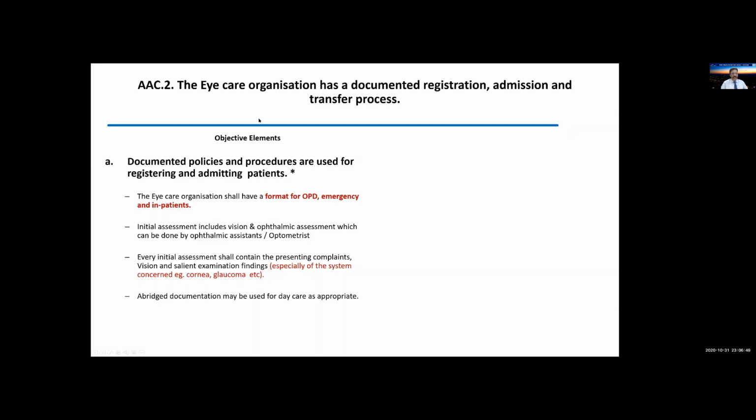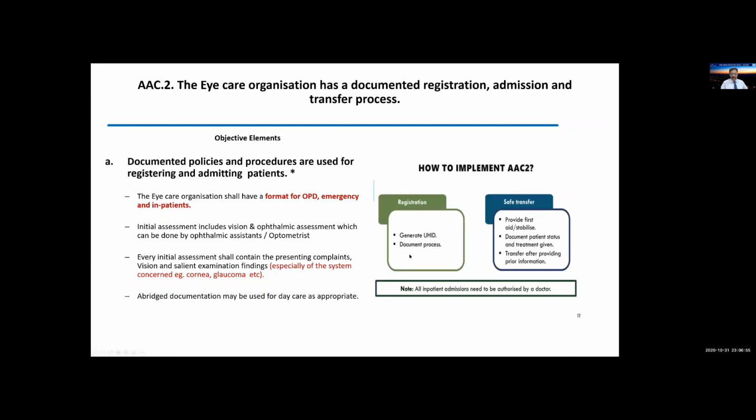The second standard is about registering and admitting patients. You need to have a format for OPD, and you need to have a UHID, Universal Health Identification document, and you have to document the process. And for emergency patients, you should have a system to provide first aid and stabilize the patient before transferring or treating as inpatients.